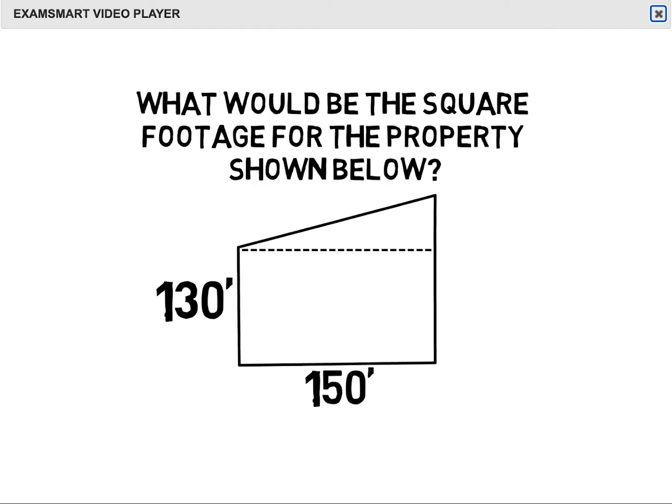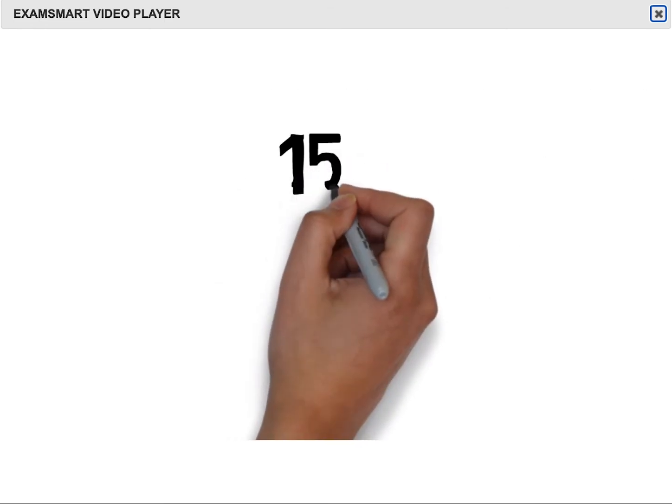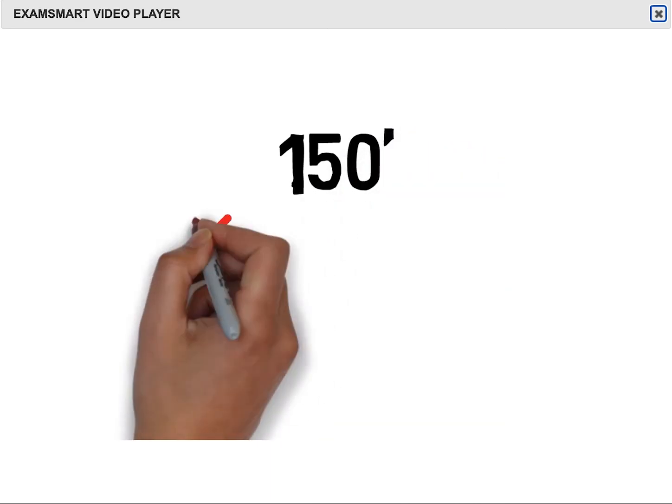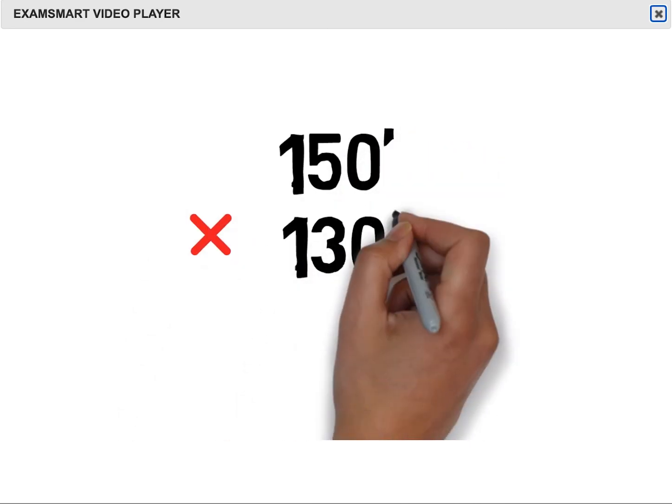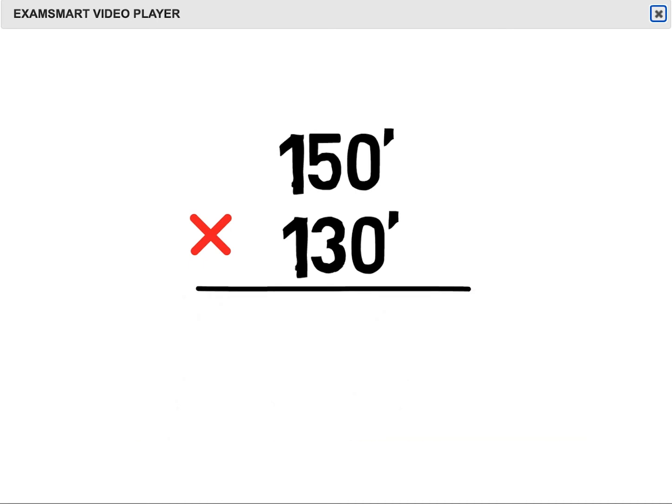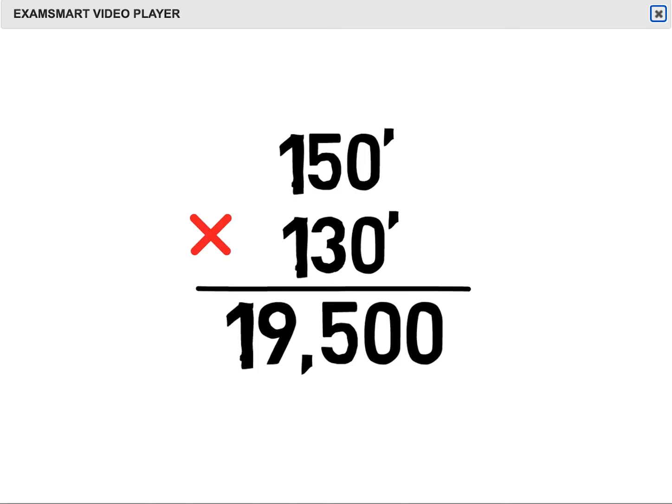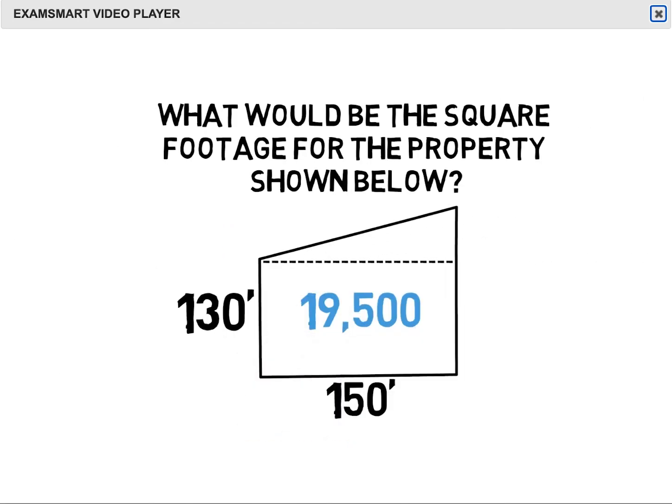So we take the length times the width. If we take 150 feet times 130 feet for the length times the width, that gives us total square footage of this rectangular piece of land to be 19,500 square feet. Now then, what's left on the very top piece is our triangle. Notice on the left-hand side we have 130. On the right-hand side we have 200 feet.